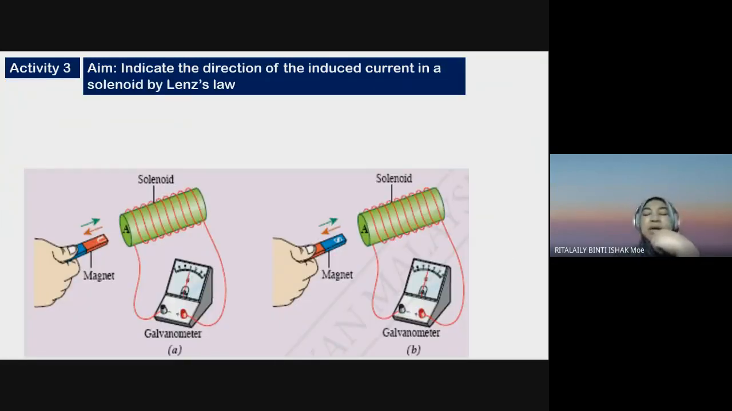Just now was for a straight conductor, where we use our Fleming right-hand rule. But now it is for a solenoid. We cannot use the Fleming right-hand rule because a solenoid is a coil, so we cannot follow the coil. This is explained by one law, which is known as Lenz's law.